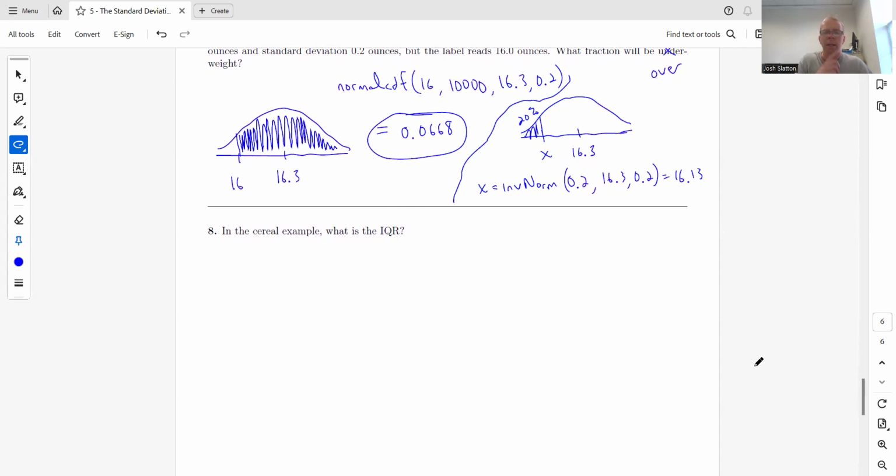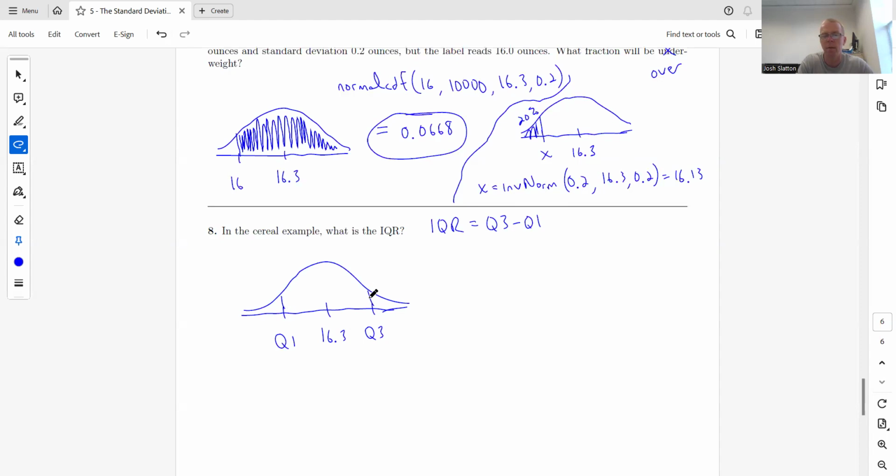In the serial example, what is the IQR? If you remember, IQR is Q3 minus Q1. So we need to find Q3, and we need to find Q1. Actually, before we do that, let's draw a picture. Put the mean in the middle, 16.3, and Q3 will be somewhere over there, Q1 will be somewhere over there.